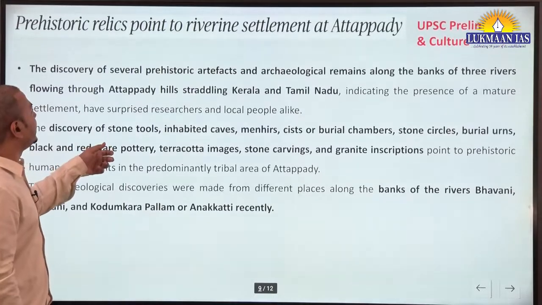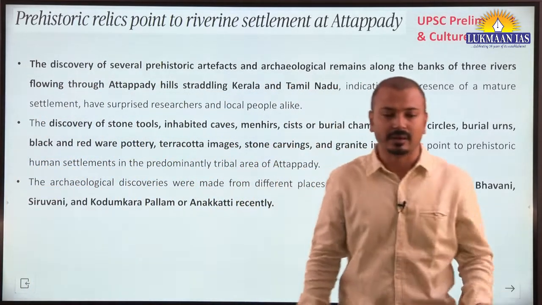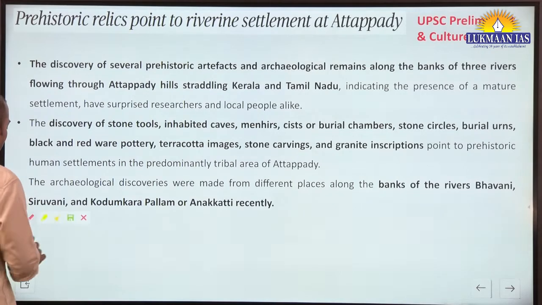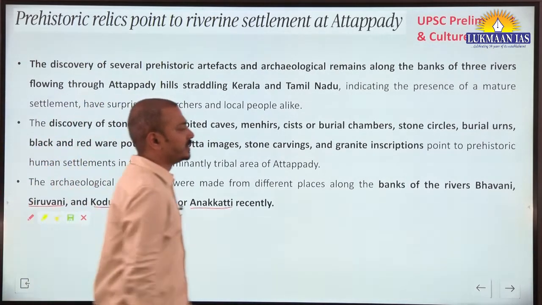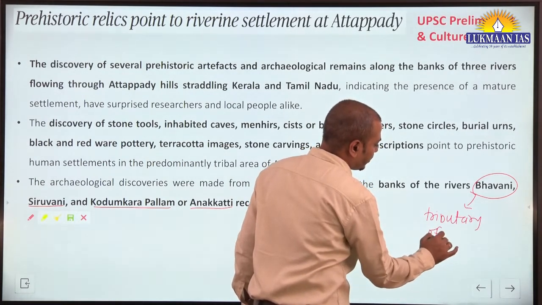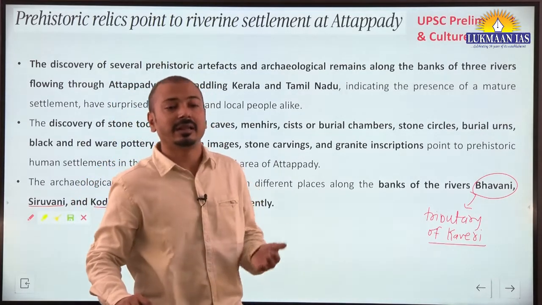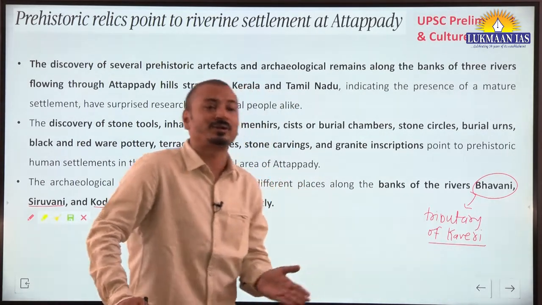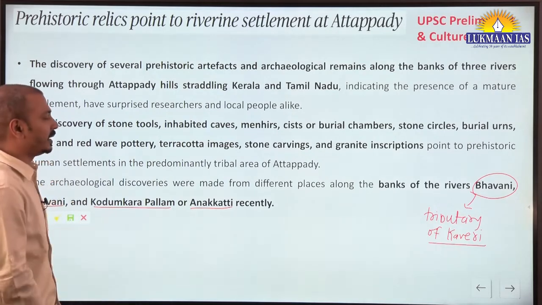Next, prehistoric relics point to riverine settlement at Attapadi. Attapadi is a small taluk or block in Kerala along the border with Tamil Nadu. Archaeological discoveries have been made along the banks of the rivers Bhavani, Siruvani, Kodungarapallam and Anakatti. The Bhavani is a major tributary of the Kaveri river. You should know this Bhavani river. It originates in Tamil Nadu, then goes to Kerala in Silent Valley National Park, and again comes back to Tamil Nadu, and then flows into the Kaveri river as a tributary.